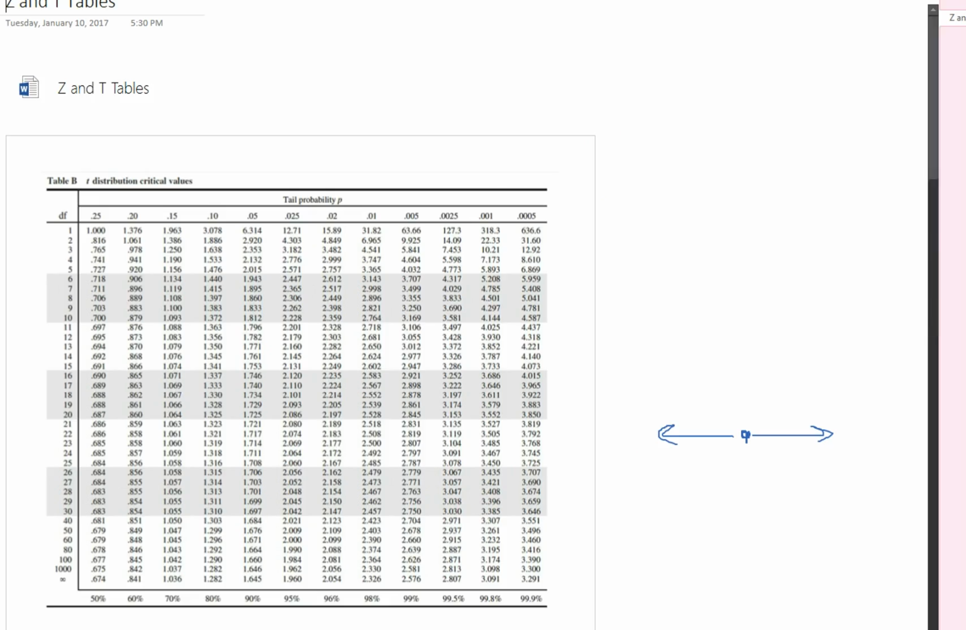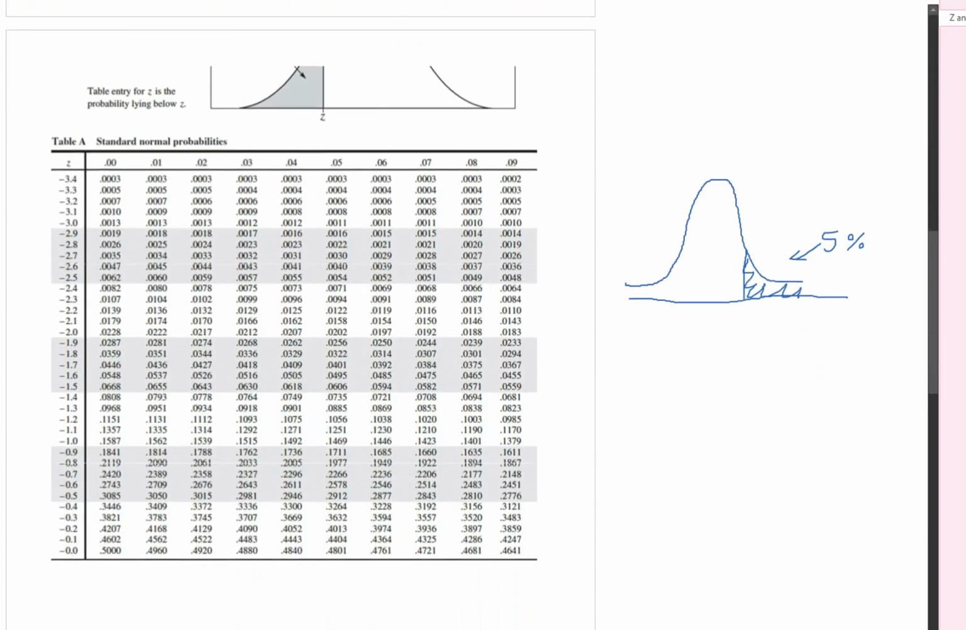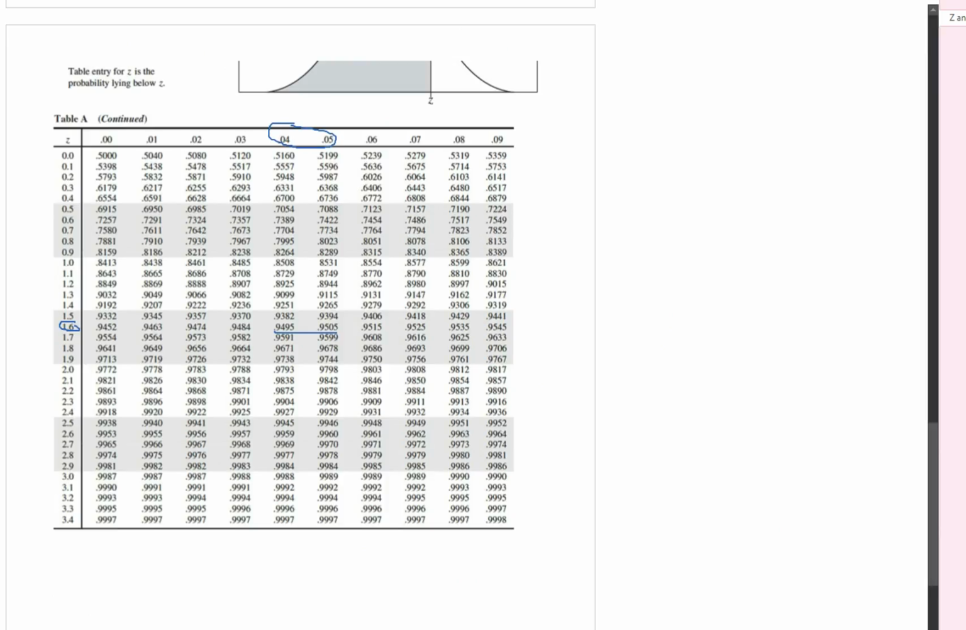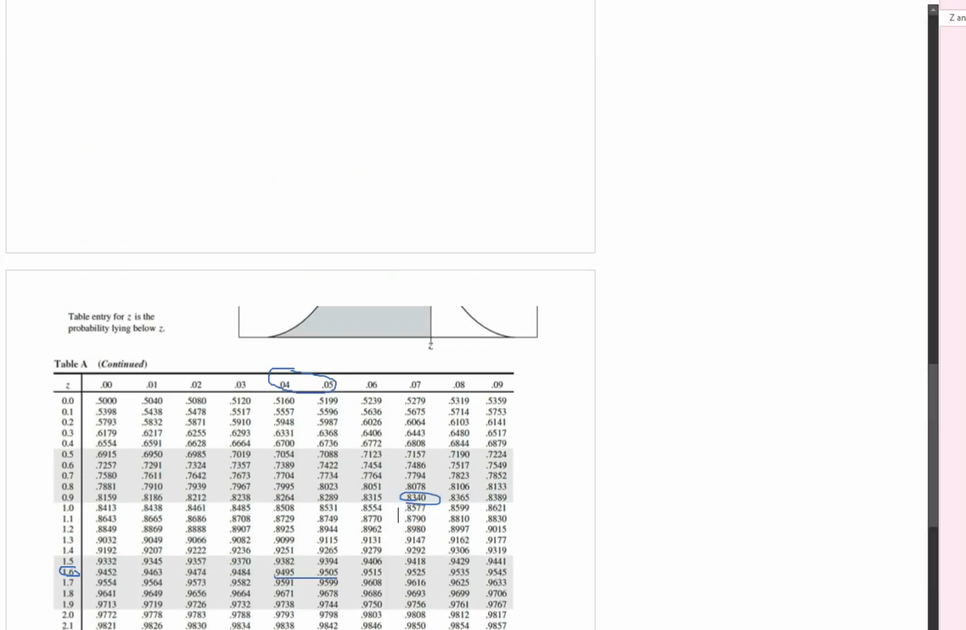So 0.97, so let's see, z table, oh, there's the negative, so 0.97. So here we go. 0.97 is right here. 0.834. Now the question is, do we want to say 83.4% or 1 minus that?